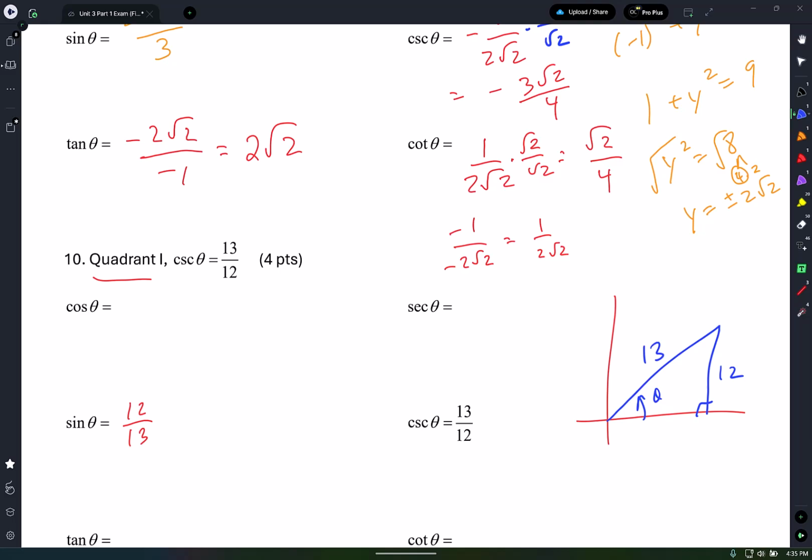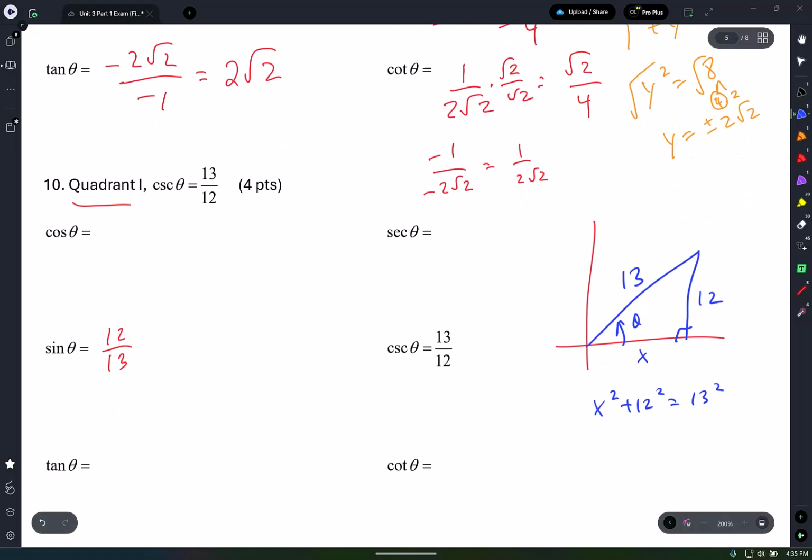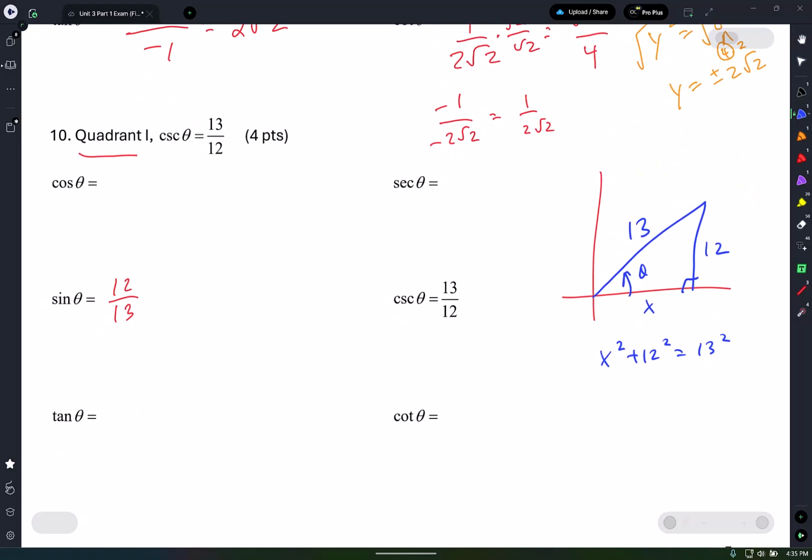Do you see how we did it? Okay, here we go. If I want to figure out what this x value is, you're going to go x squared plus 12 squared equals 13 squared. You don't have to, but if you already know that's 5, that's fine. X squared plus 144 equals 169.